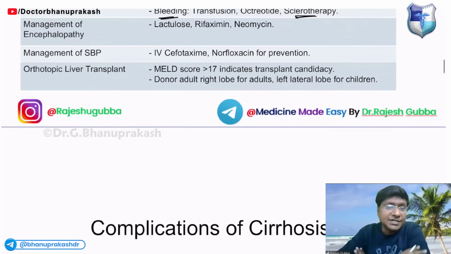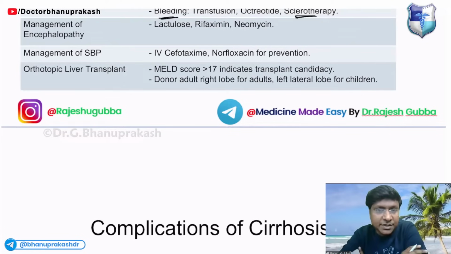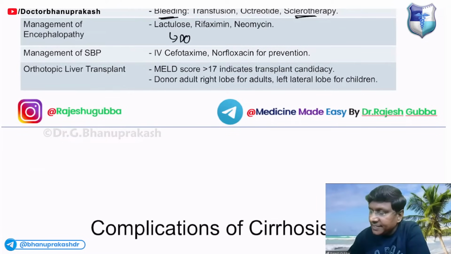Now, the other complication that we were discussing was hepatic encephalopathy. What is the drug of choice in case of hepatic encephalopathy?